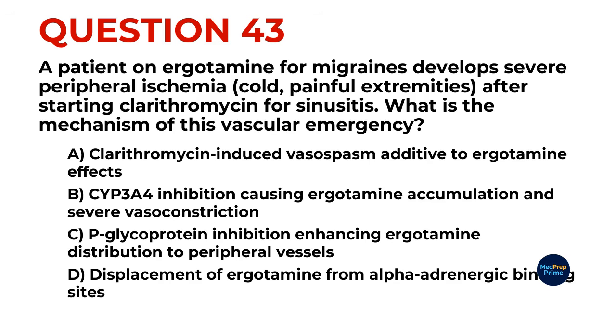Option B. CYP3A4 inhibition causing ergotamine accumulation and severe vasoconstriction. Option C. P-glycoprotein inhibition enhancing ergotamine distribution to peripheral vessels. Option D. Displacement of ergotamine from alpha-adrenergic binding sites.